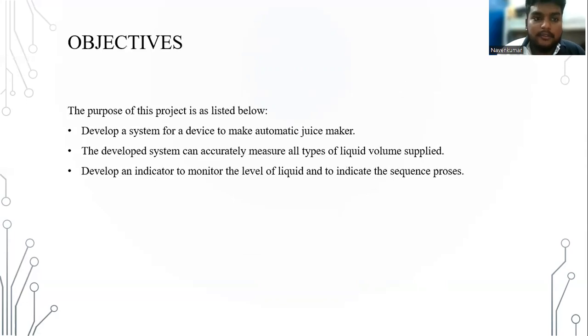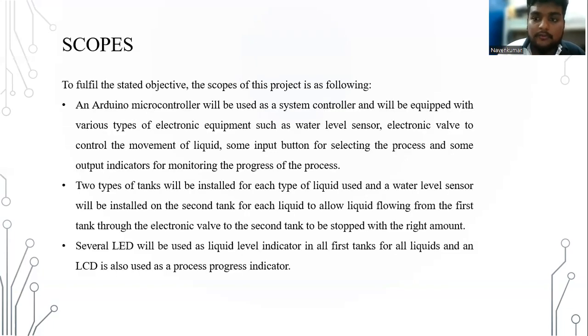So next, the objectives. We have three objectives here. The first one is to develop a system for a device to make an automatic juice maker. The second one is that the developed system can accurately measure all types of liquid volume supply. The third one is to develop an indicator to monitor the water level of each liquid to ensure there is enough.